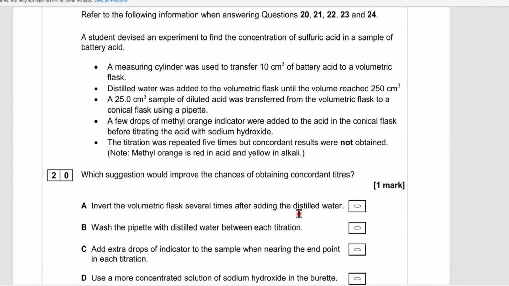The titration was repeated 5 times, but concordant results were not obtained. Note, methyl orange is red in acid and yellow in alkali. Which suggestion would improve the chances of obtaining concordant results? So we got these 4 suggestions here. Why don't you pause up the video, have a go.